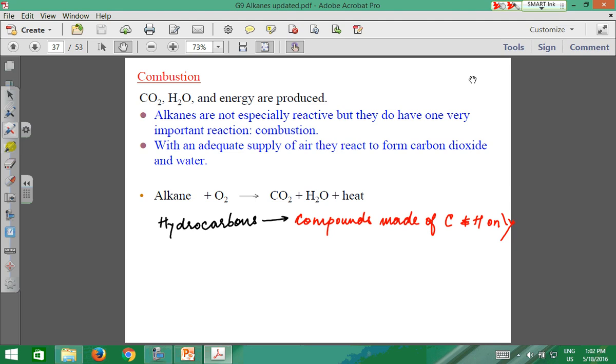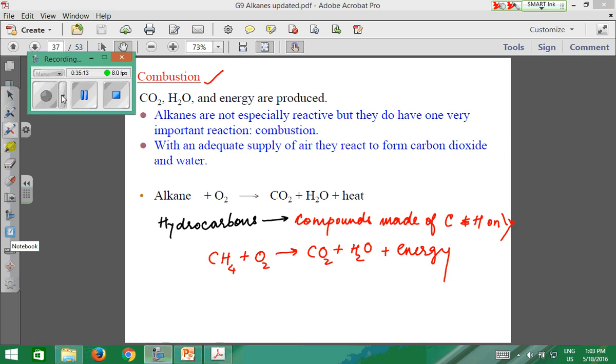So we are talking about combustion of alkanes. Whenever alkanes are burned, they will produce carbon dioxide and water. For example, I have got methane. When methane combines with oxygen, it burns to become carbon dioxide and water. We need to balance the equation, plus energy in the form of heat and light. So carbon dioxide and water, this is called combustion of alkane, combustion of hydrocarbon.